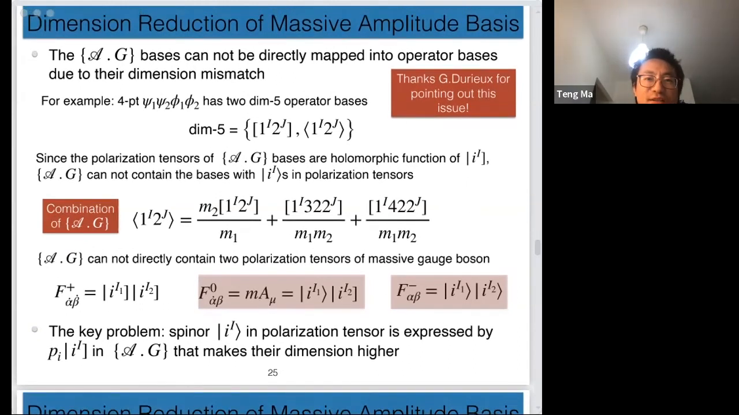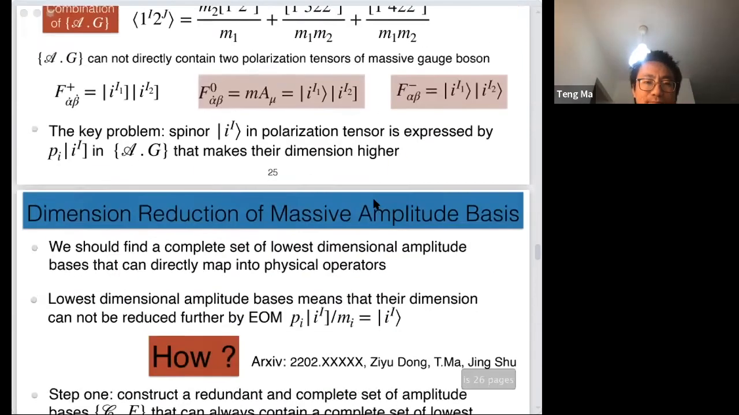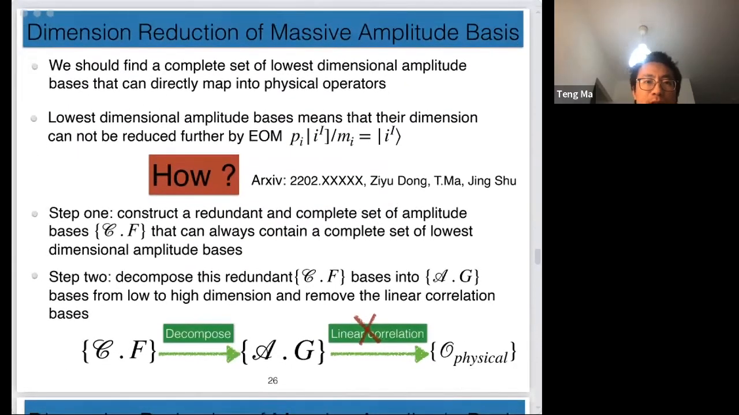Similarly, the AG basis cannot directly be mapped into the operator involving massive gauge boson fields A_mu and negative-helicity field strengths F minus. The critical issue is that the angle spinor in the polarization tensor is expressed by the pi dot square spinor in the AG basis, which makes the AG basis dimension higher than the operator basis. To solve this problem, we should find a set of lowest dimension amplitude basis that can directly map into the physical operator basis. Here, the lowest dimension amplitude basis are the basis whose dimension cannot be further reduced by the equation of motion.